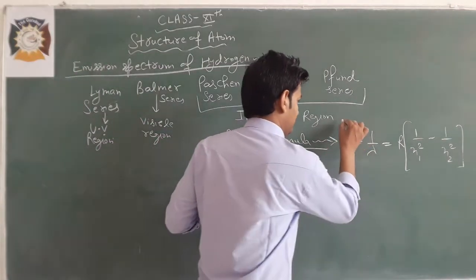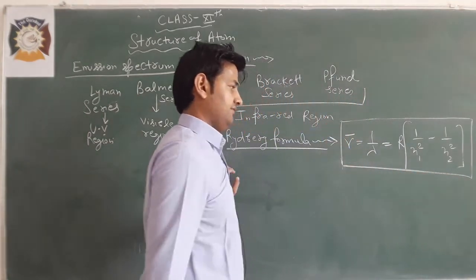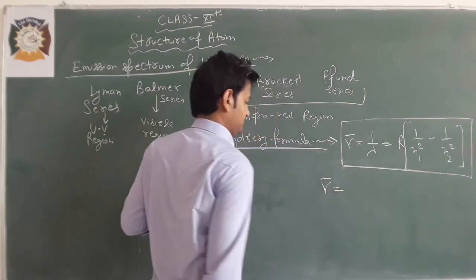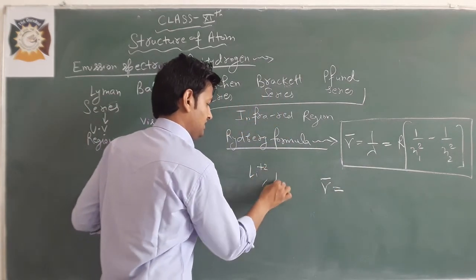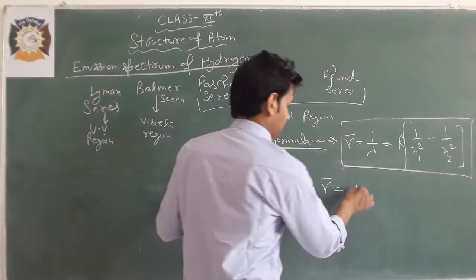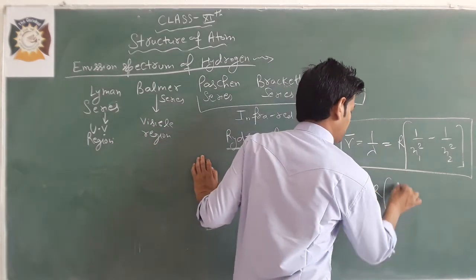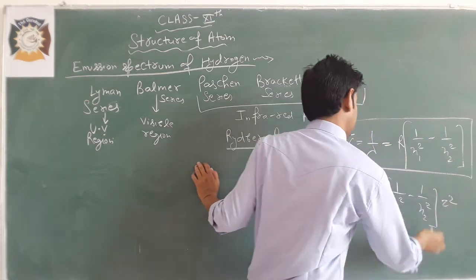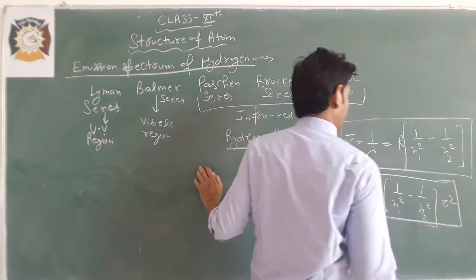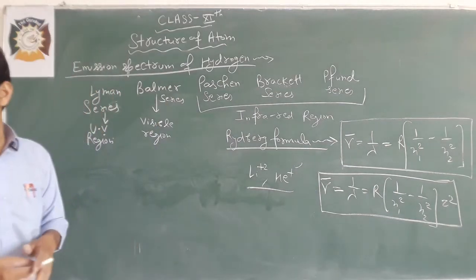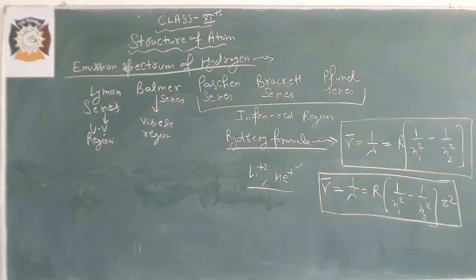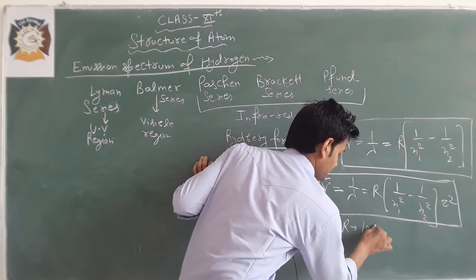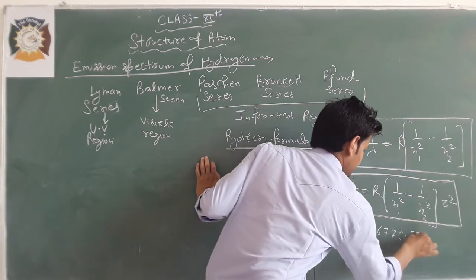This is for hydrogen, and this can also be calculated for hydrogen-like atoms, such as lithium plus 2, helium plus 1. Here it can be calculated as 1 by lambda equals R into 1 by n1 square minus 1 by n2 square into Z square. This is the Rydberg formula for hydrogen-like species. So now we are going to start. Our R value, the Rydberg constant, is 109,677 centimeter inverse.